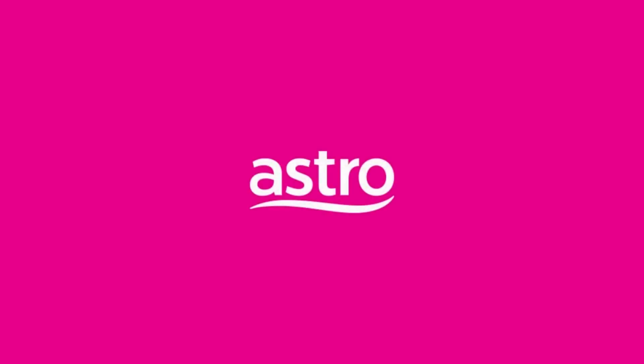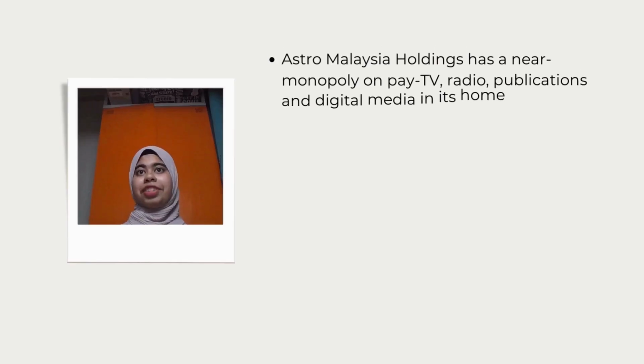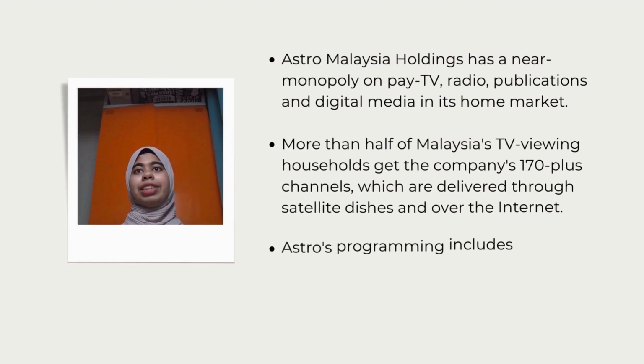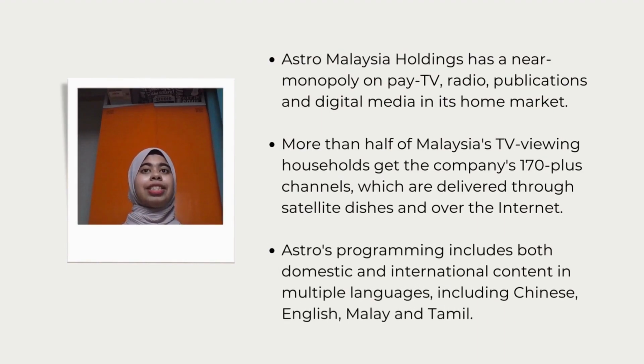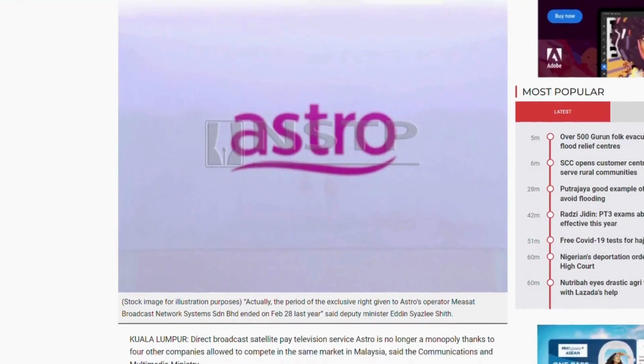Astro is also another company that used to be a pure monopoly. Astro Malaysia Holdings has a near monopoly on pay TV, radio, publications, and digital media in its home market. More than half of Malaysia's TV viewing households get the company's 170 plus channels, which are delivered through satellite dishes and over the internet. Astro's programming includes both domestic and international content in multiple languages, including Chinese, English, Malay, and Tamil.